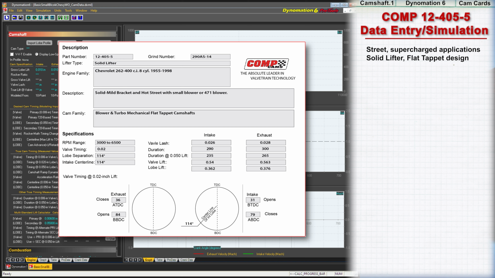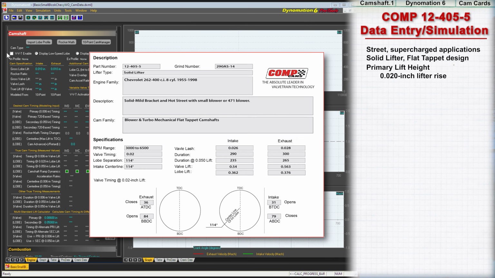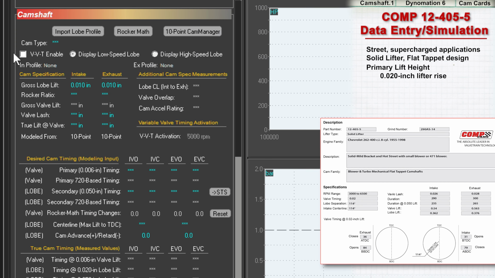Because this is a solid lifter cam, it uses non-zero valve lash. To simplify cam installation, Comp selected an advertised primary timing lift of 20 thousandth inch lifter rise, since this checking height is not affected by valve train lash or rocker ratios. Now let's transfer the cam specs to the simulation and see if we run into any issues.